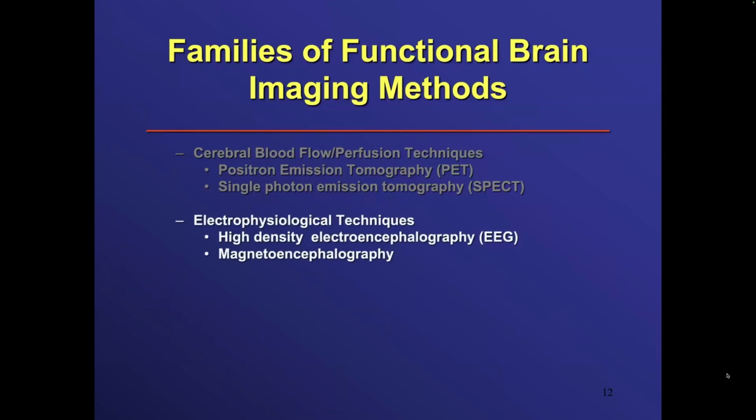A different family of functional brain imaging methods are electrophysiological methods. And so unlike the cerebral blood flow perfusion techniques, where we're looking at the breakdown or decay of a compound to tell us how much blood was flowing, or how much metabolism was going on in an area as an indicator of neural firing, electrophysiological techniques have direct measurement of neural firing. What they lack commonly is spatial resolution.